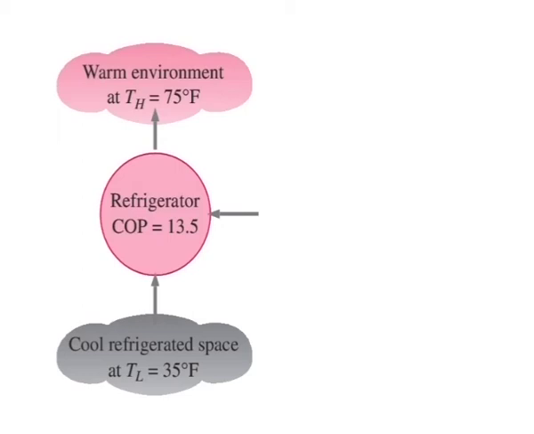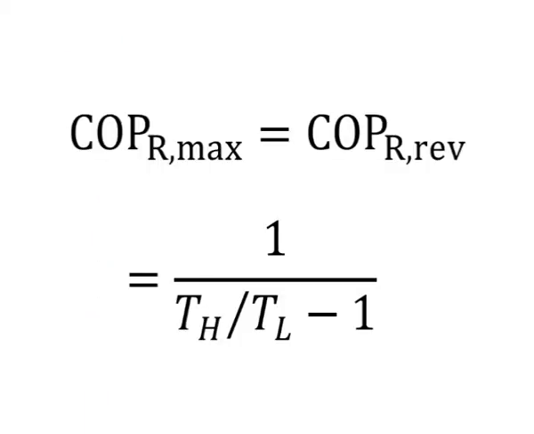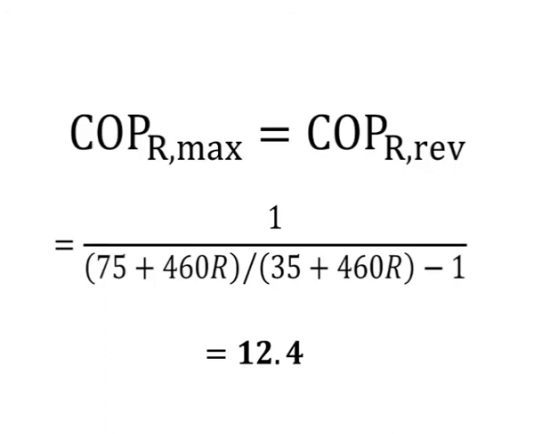An extraordinary claim made for the performance of the refrigerator can be evaluated by comparing it with the reversible refrigerator operating between the same temperature limits using this equation: COP_R maximum is equal to COP_R reversible and is equal to 1 upon TH divided by TL minus 1. Substituting the values in this equation, we get a coefficient of performance equal to 12.4.